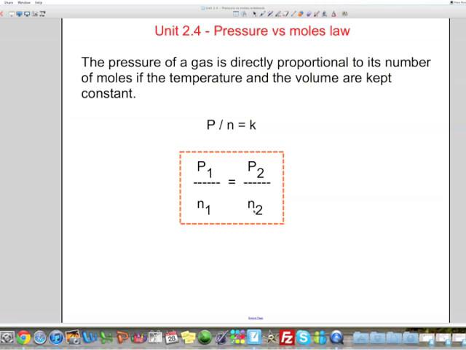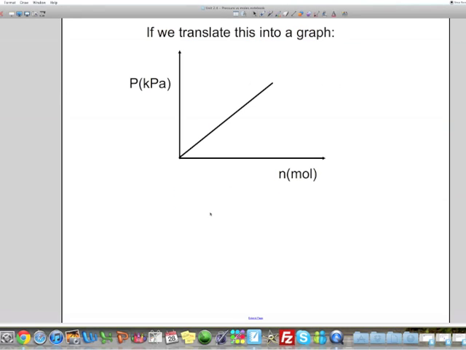Normally we're going to look at it the other way. So we're going to say, for example, if we double the number of moles, the pressure should probably increase by a factor of 2 as well. If we look at the graph, because we have a direct, proportional relationship, we get a straight line. Again, it ends up at the origin.